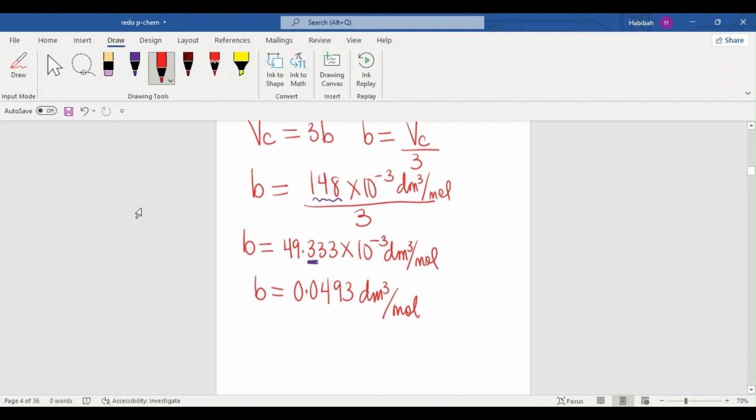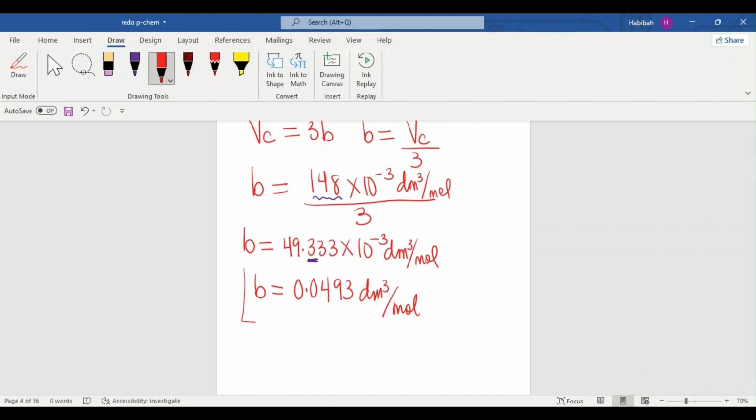So yeah, that's how it's done. So this is the answer to the van der Waals parameter B. Now we have to find the van der Waals parameter A. To do that, we have to remember that there's also a formula to solve this.